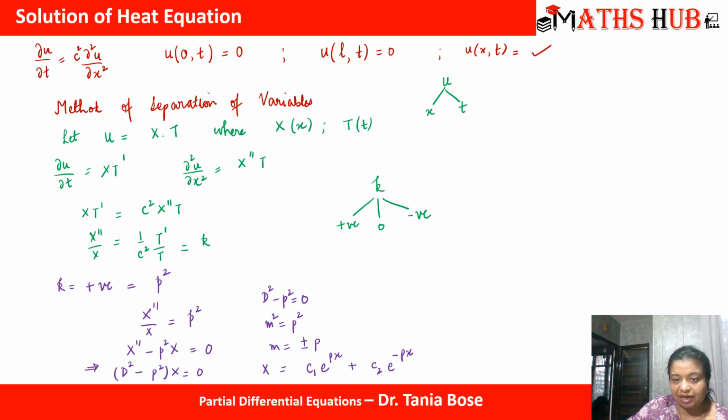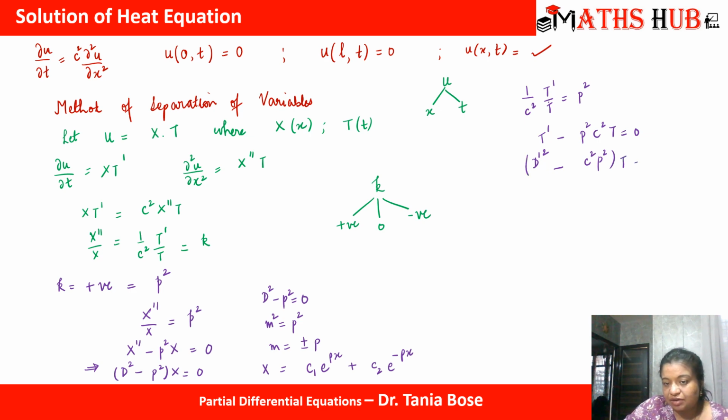Now let us quickly calculate the value of T. So we have the other equation 1 by c square, T dash by T is equal to p square. So we get T dash minus p square c square T is equal to 0. So from here we can write this as D dash minus c square p square into T is equal to 0. So the auxiliary equation becomes D dash minus c square p square is equal to 0. So the algebraic expression becomes m minus c square p square is equal to 0.